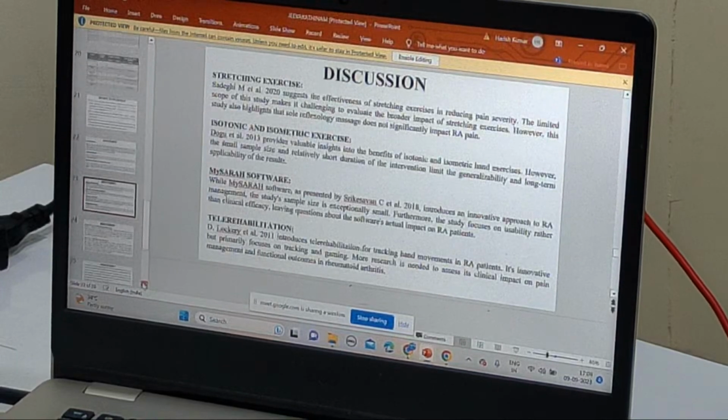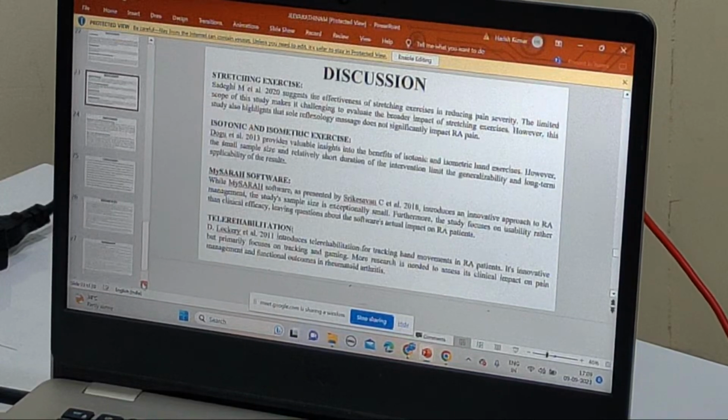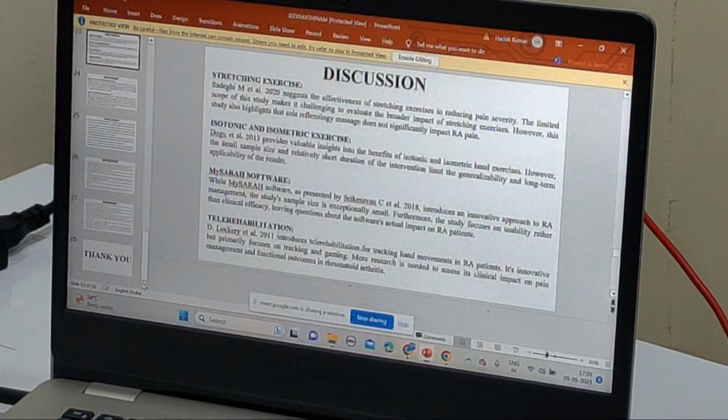Next, stretching exercise by Sadeghi and others suggests the effectiveness of stretching exercise in reducing RA patient severity. Moreover, the findings of shoulder reflexology massage show it does not significantly affect RA pain. This challenges the predictability of multiple therapies for RA pain. Next, Dogu and others studied isotonic and isometric exercises for RA patients. The study has a lack of follow-up, short intervention duration, and a small sample size. These are the notable limitations of this study.